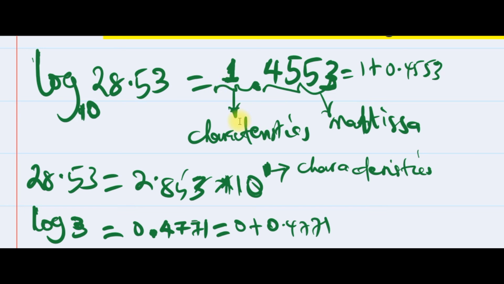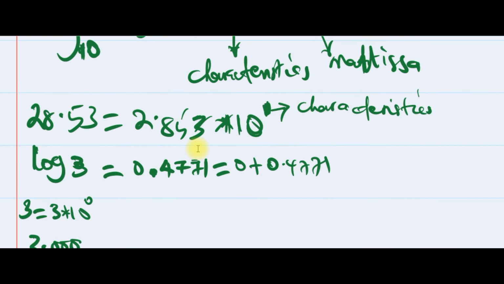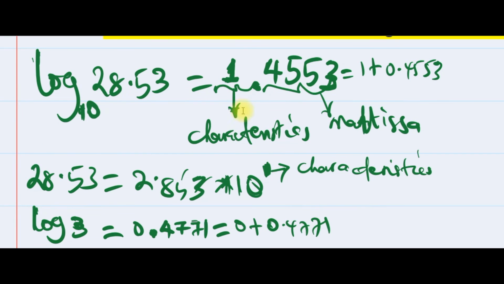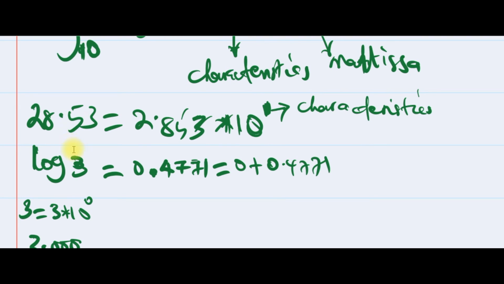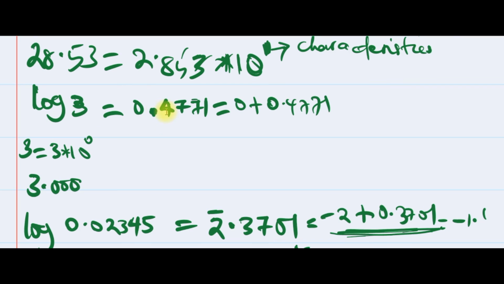So since we have 2853, and what we have here is 1, meaning the number must be a 2-digit number. So the answer is now 28.53. Remember, we read off 2853 before. So the same way, let's do the same thing with 3. If you are to find the antilog of 0.4771, what we focus on is the decimal part, which is 0.47.